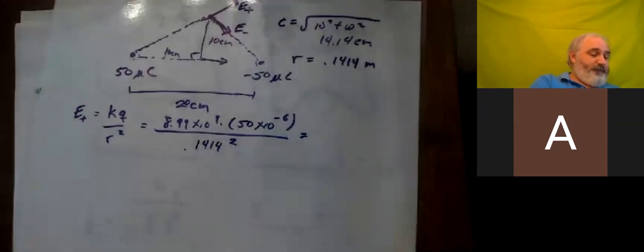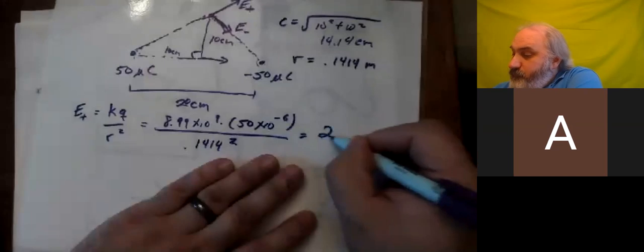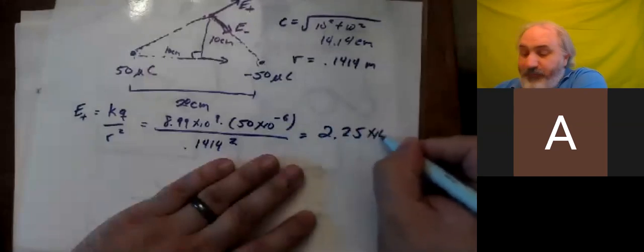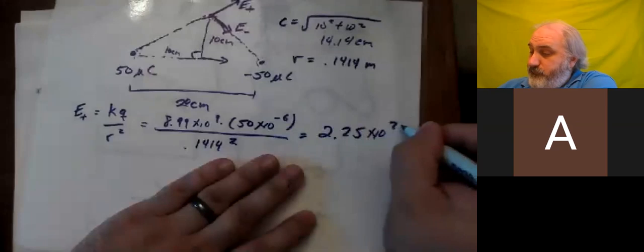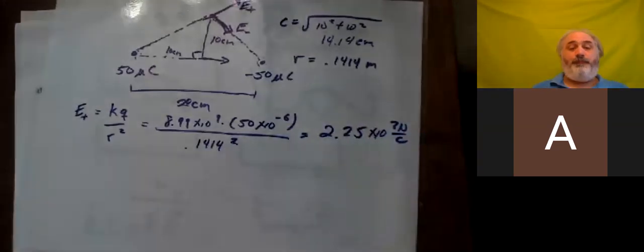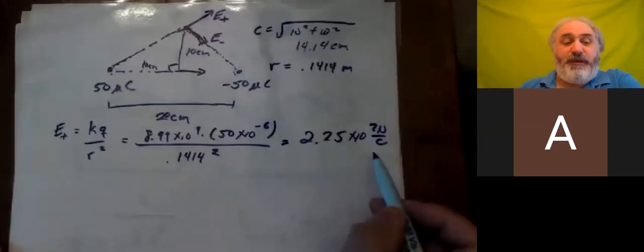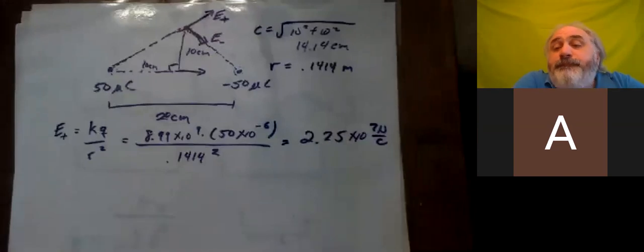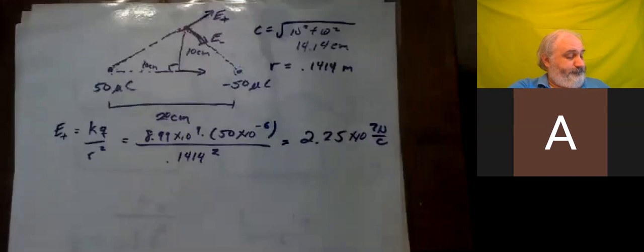So I get a whopping 2.25, we'll call it, times 10 to the 7th newtons per coulomb. And that's the magnitude of E plus. You buy that? Give me 1 second, just doing the calculations in my calculator. Yeah, I got that.